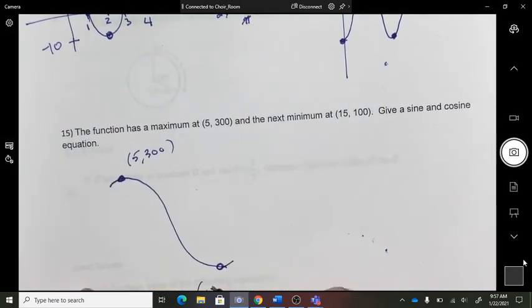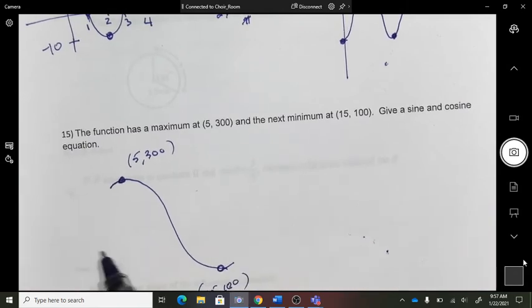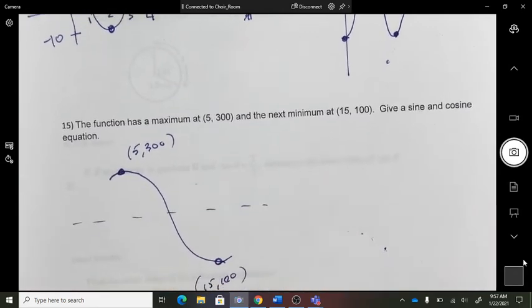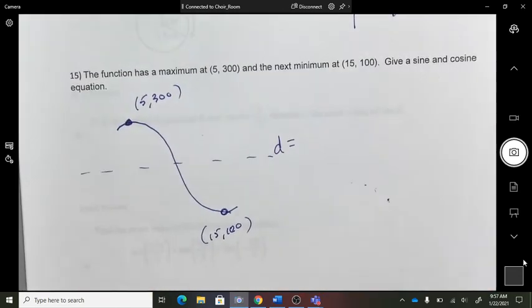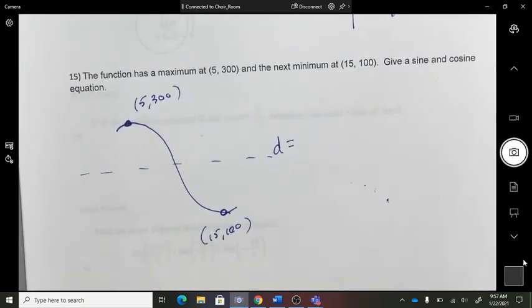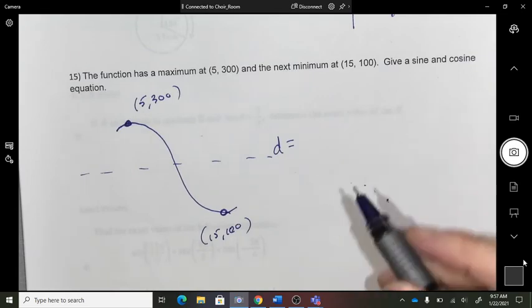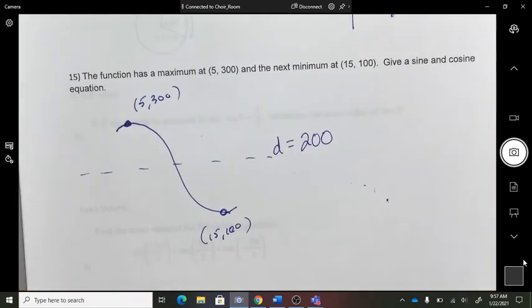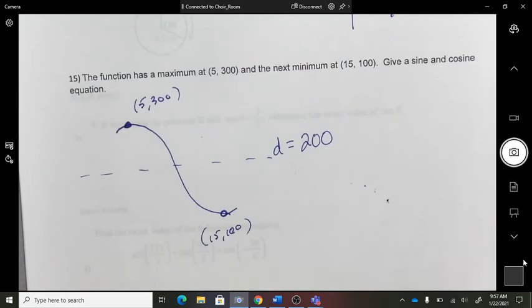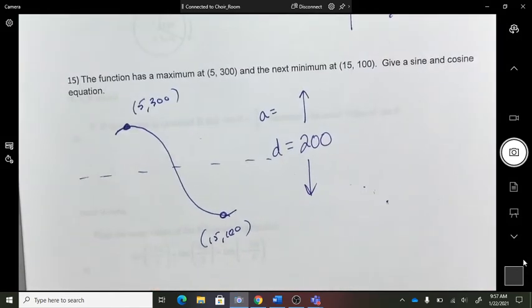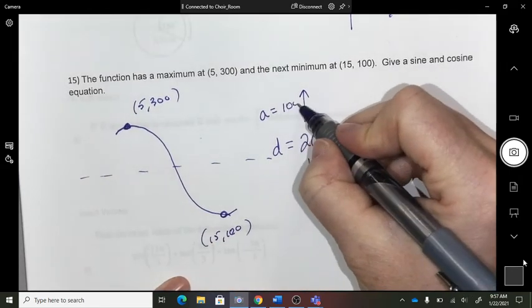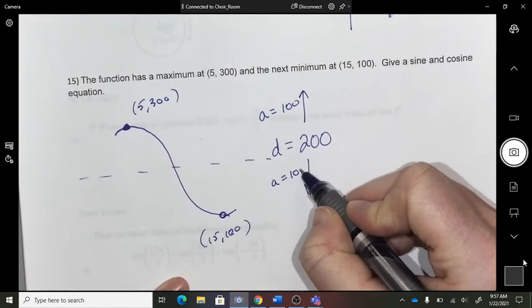Okay, I have a max. And a min. So my D is my midline. So I just say what's right in between 100 and 300. 200 is my midline. My A is how much do I stretch? So from 200, I need to stretch up 100 and down 100.